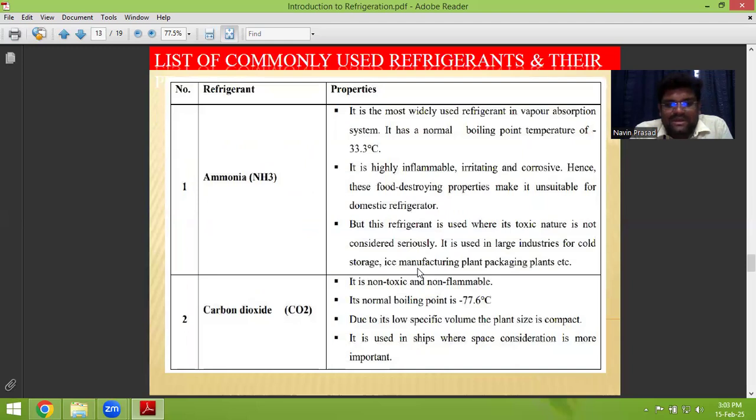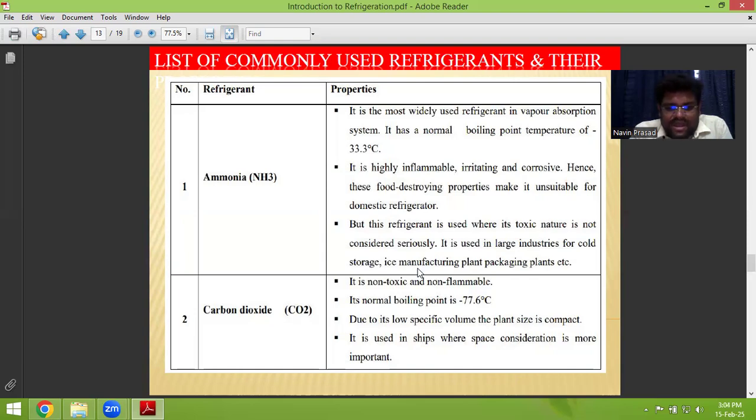So these are some commonly used refrigerants and their properties. Ammonia is mostly used as the refrigerant in vapor absorption systems. It has a boiling point of minus 33.3 degrees Celsius, and it is highly inflammable, irritating and corrosive. But this refrigerant is used where its toxic nature is not considered seriously.